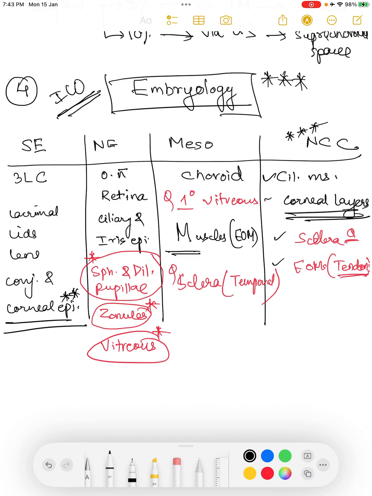Neural crest cells coming again, orbital bones. All the bones are formed. Trabecular meshwork, Schlemm's, basically the angle of anterior chamber. Last but not the least, melanocytes, which give all the pigments to the eye.